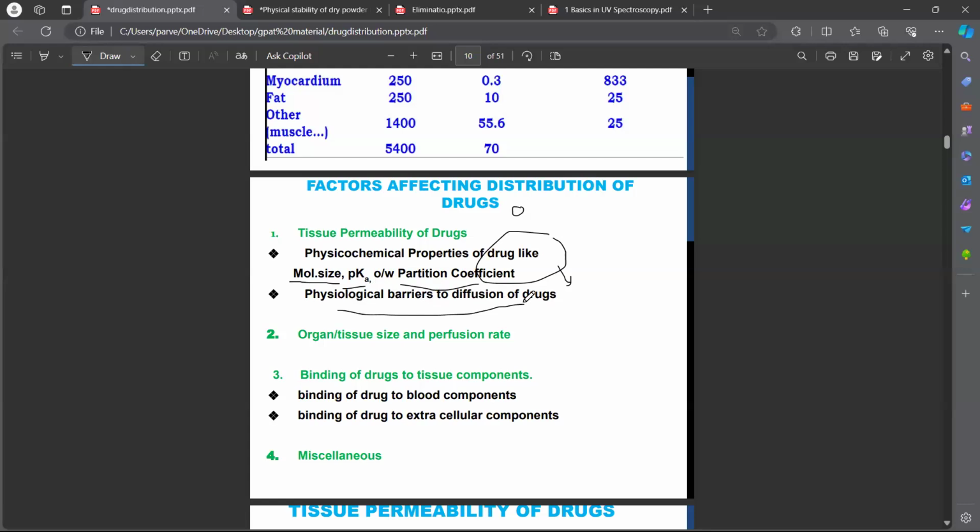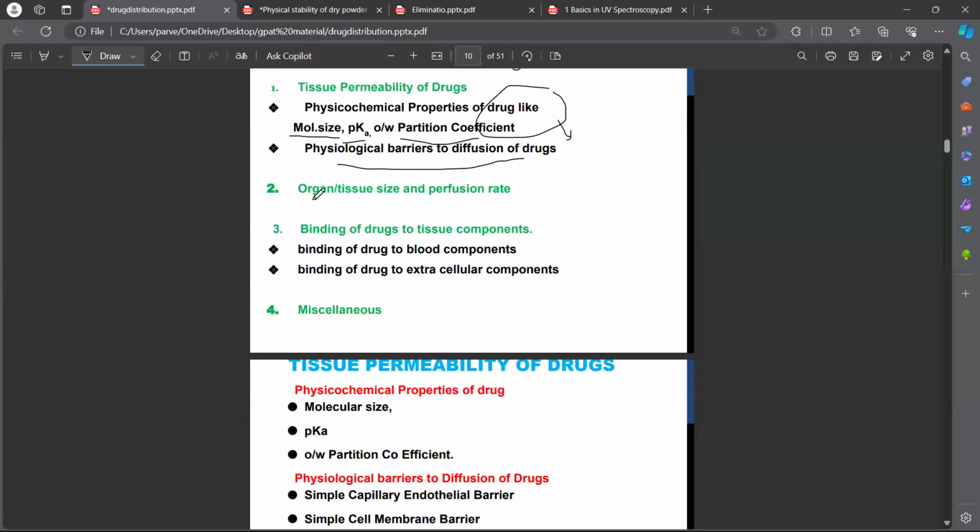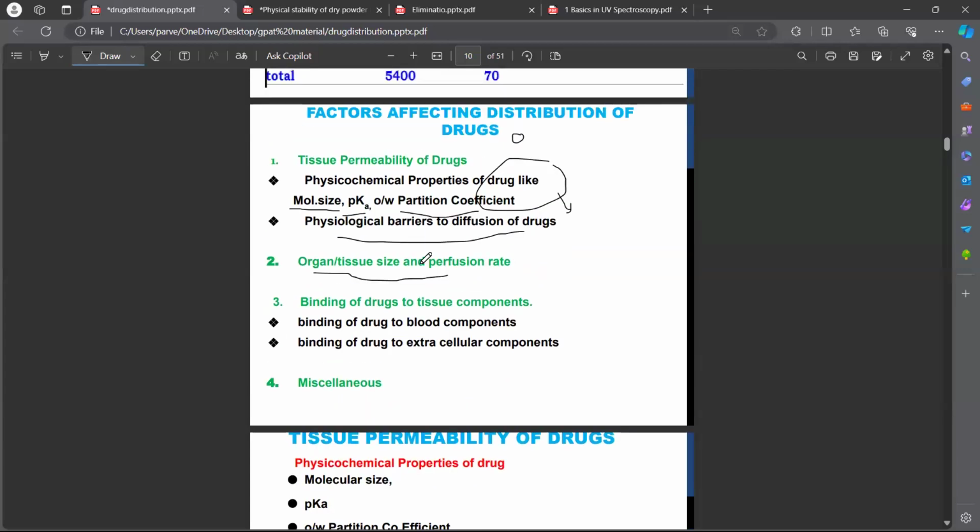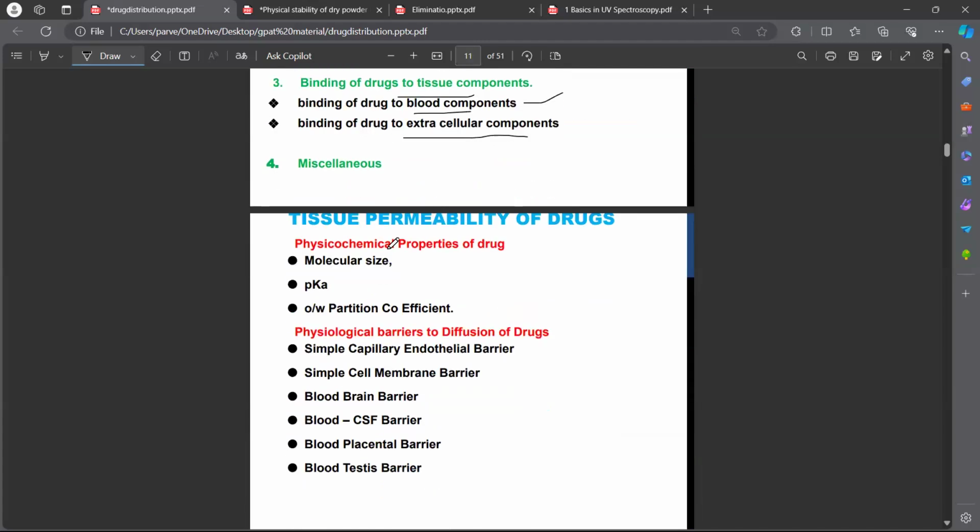Initially, I asked a question about the different types of barriers. There we mentioned the blood-brain barrier, blood testicular barrier, blood placental barrier, etc. Next, the organ and tissue size and perfusion rate. Next, binding of the drugs to the tissue components. Then binding of the drugs to the blood components and extracellular components. The drug can bind to hemoglobin. It can also bind to the plasma proteins present in our blood, etc.